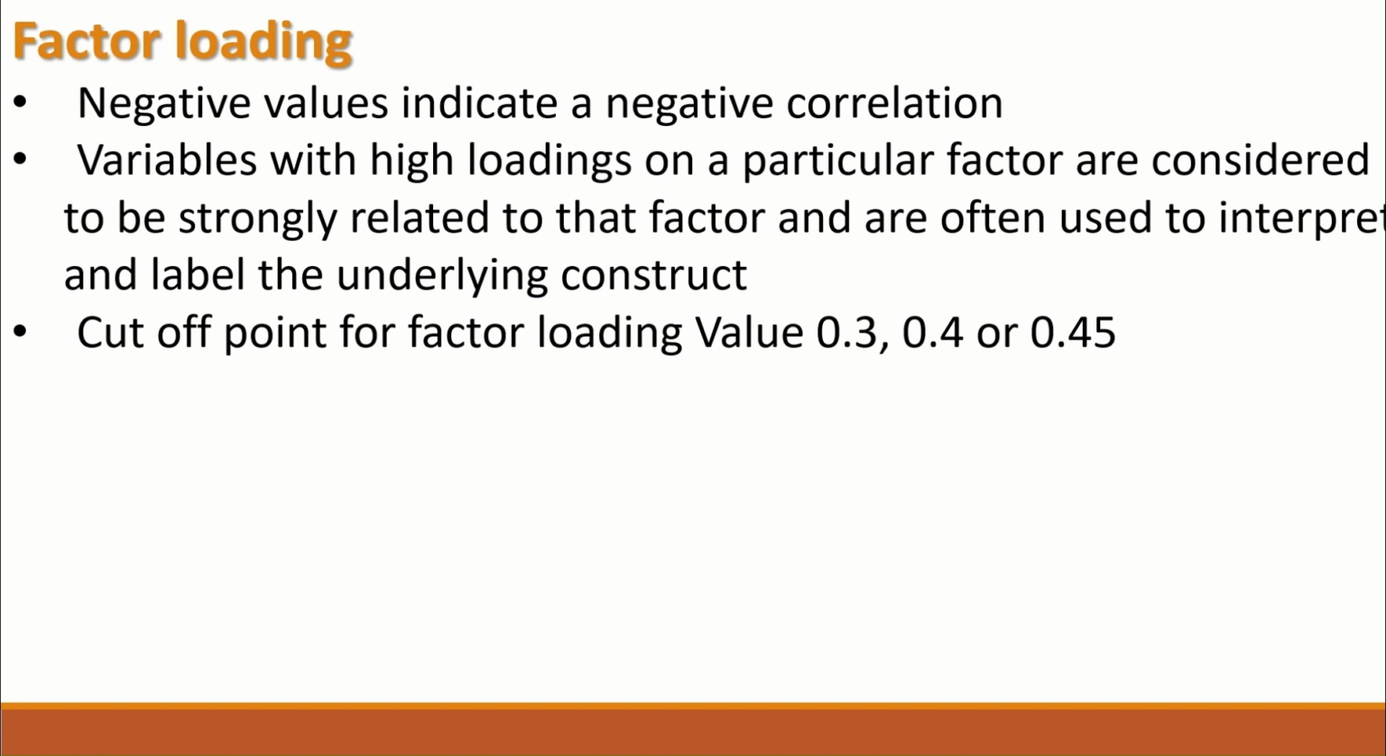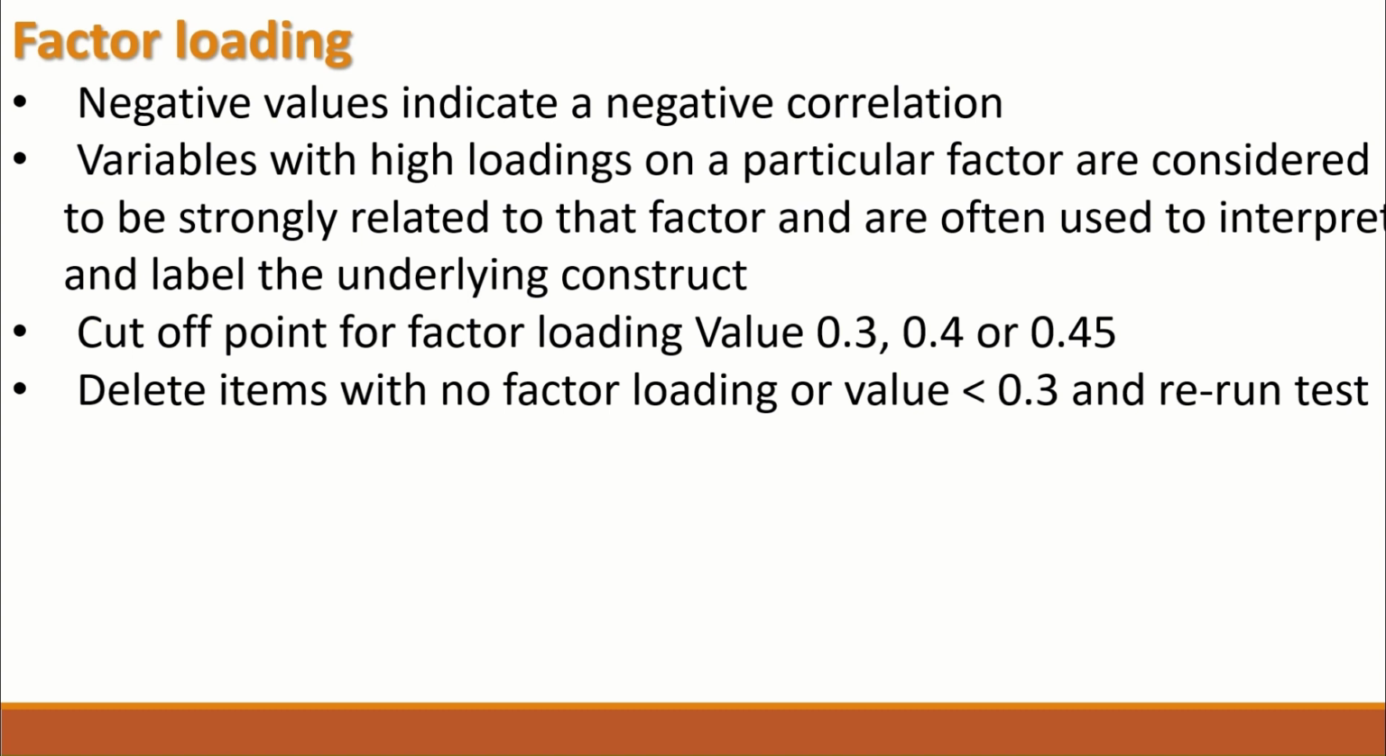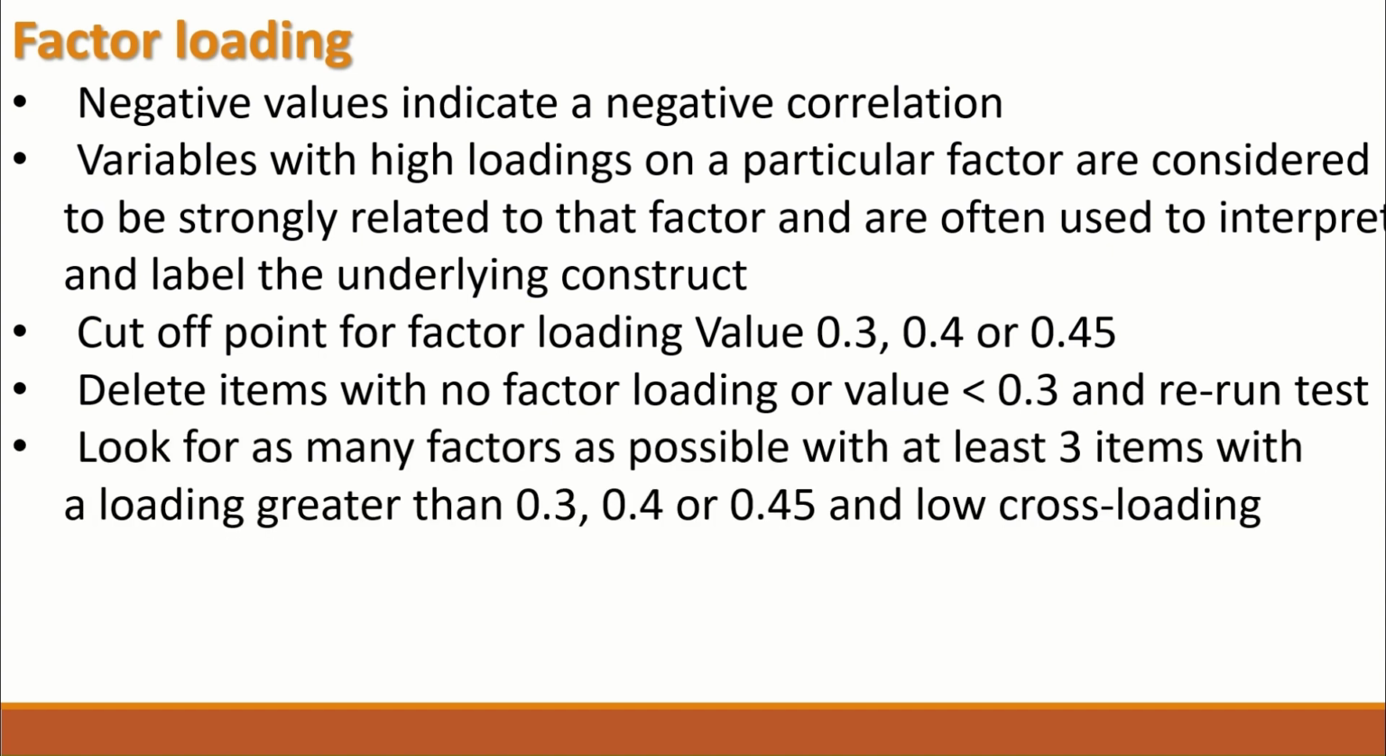The cutoff point for factor loading usually taken is either 0.3 or 0.4 or 0.45, and the way is to delete the items that have no loading or don't load into any factors, or have a value of less than 0.3, and then the test has to be rerun. So look for any factors that have at least 3 items with a loading greater than 0.3 or 0.4 or 0.45 and low cross loading.